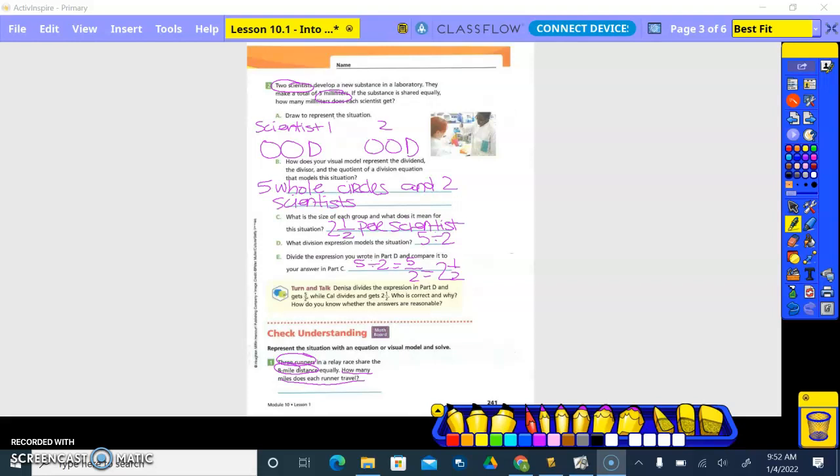What is the dividend? The total, right? So what is our total? 8, right? Divided by, in our divisor, how many runners shared that distance? 3, because there are 3 runners, right? So this becomes 8 over 3, right? And what is 8 thirds simplified?